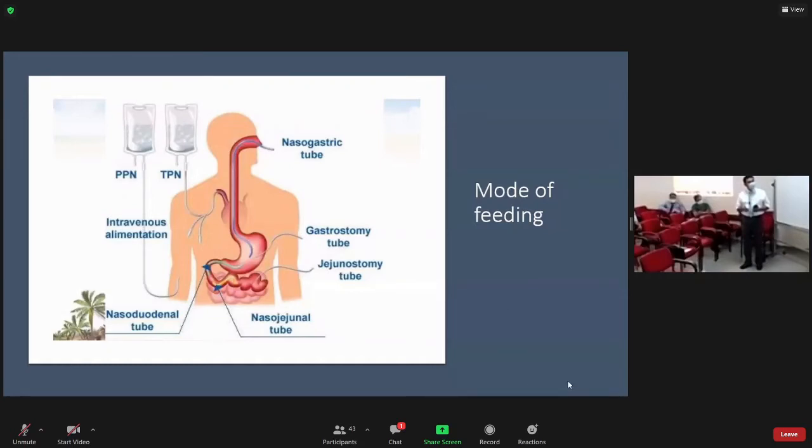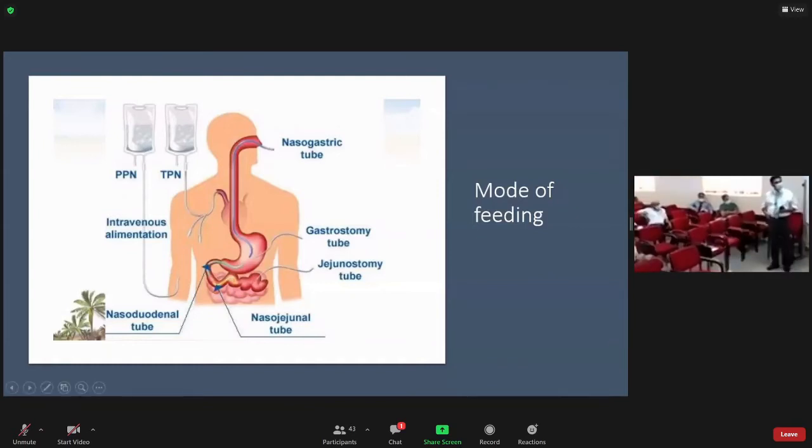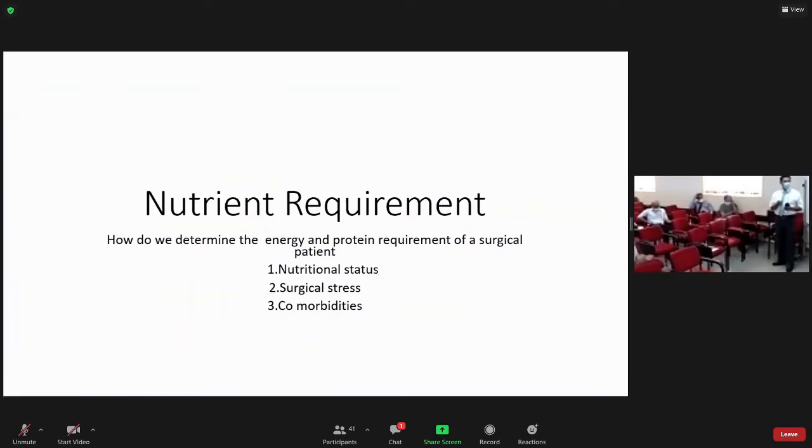So this is regarding the modes of feeding. This diagram is self-explanatory. If you are using the parenteral route, we can use either peripheral parenteral nutrition or central parenteral nutrition. And for tube feeding, this crowd knows better than me. So depending on the disease condition, meaning depending on the surgery, we have to use this kind of feeding method. Next slide, please.